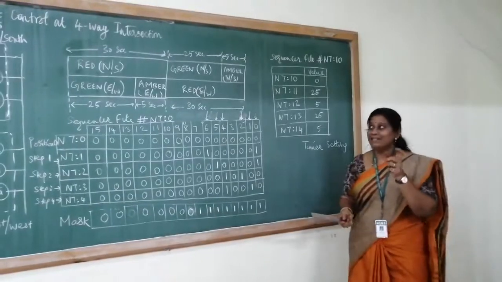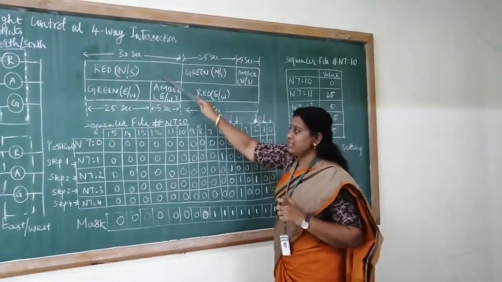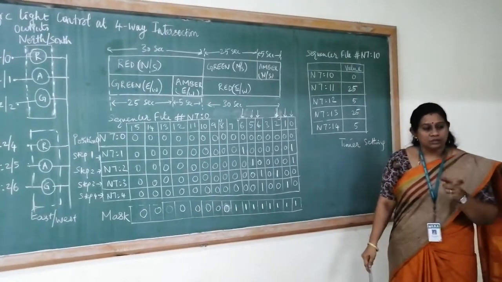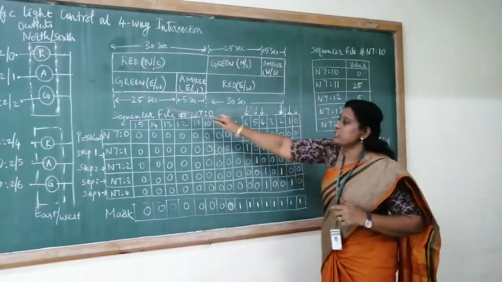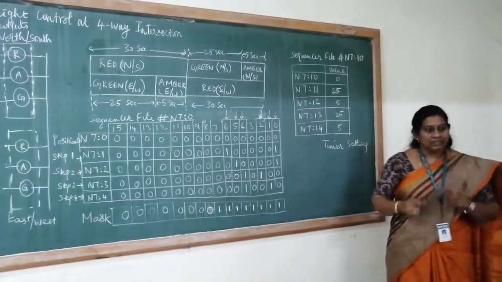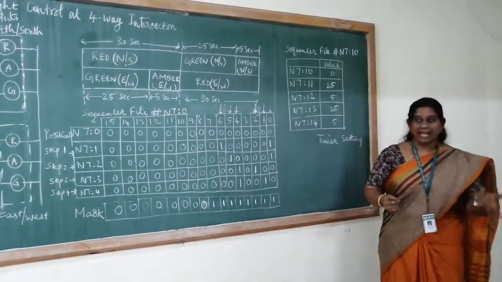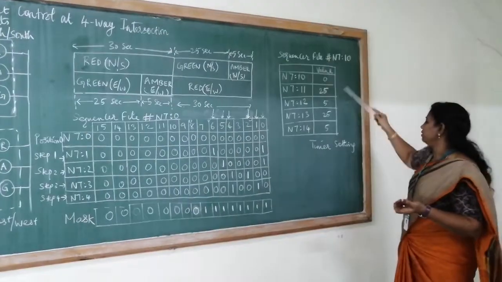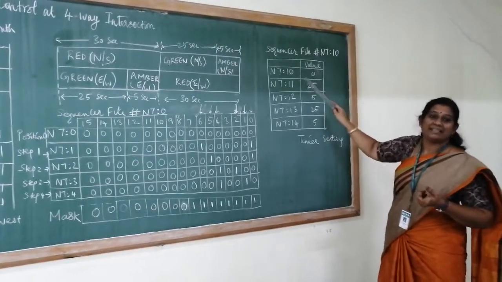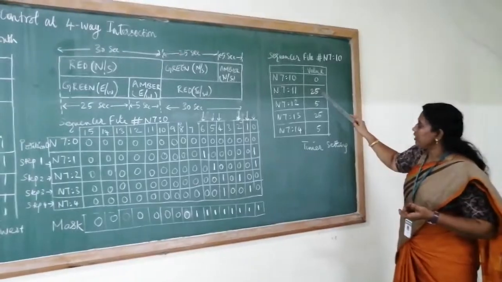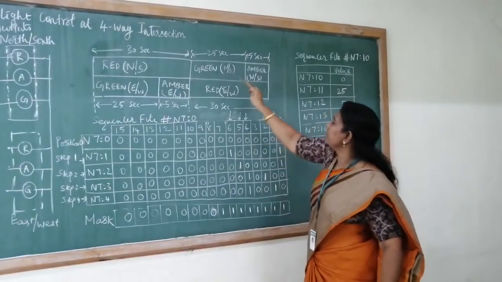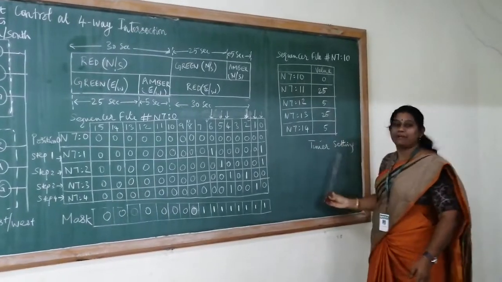Now let us see the timing, which we have also given. Red will be on for 30 seconds, green for 25 seconds, and amber for 5 seconds. You can see here that the timing values of 25 seconds and 5 seconds are repeated. So for this you can create a separate timer file, and I have created that timer setting file here. To start with, we make the timer 0 seconds, followed by 25, 5, 25, 5, as given here. So we have created a timer setting file.